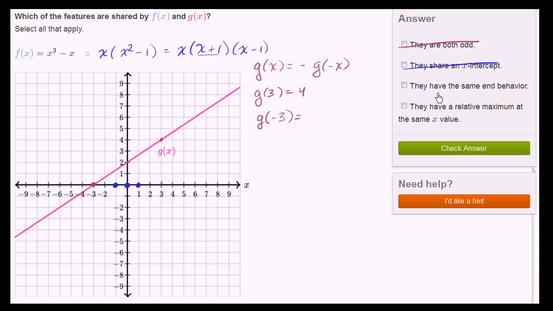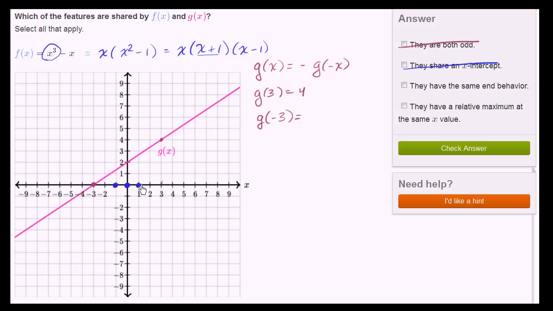They have the same end behavior. Now this is interesting. This is saying what's happening as x gets really, really large, or as x gets really, really small. So we could just think about it right over here. As x gets really large, this x to the third is going to grow much faster than this x term right over here. So as x grows really large, f of x is going to grow really large.